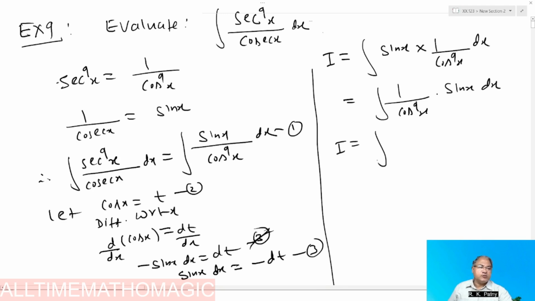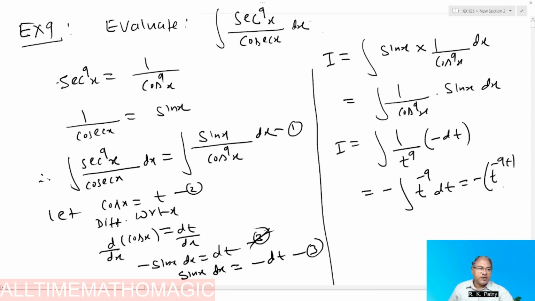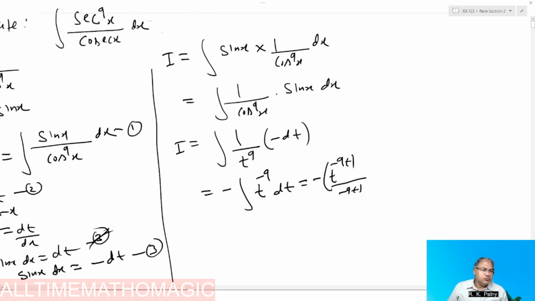Therefore I equals to, here cos x is nothing but t, therefore it is t raised to 9, and sin x dx equals to minus dt. Minus is taken outside, and 1 upon t raised to 9 can be written as t raised to minus 9 dt. The integration of t raised to minus 9 is nothing but t raised to minus 9 plus 1 upon minus 9 plus 1, that is equals to minus t raised to minus 8 upon minus 8. This minus gone, and this becomes 1 upon 8 t raised to 8.